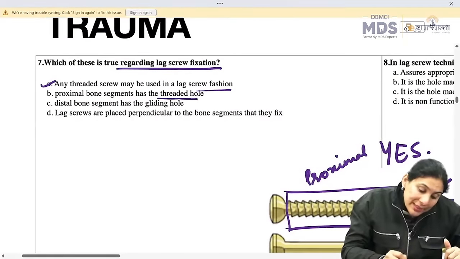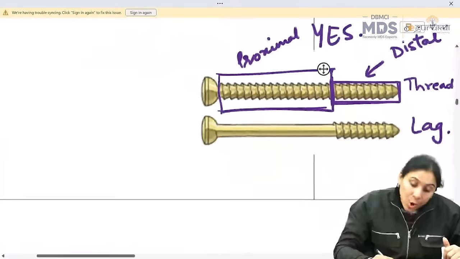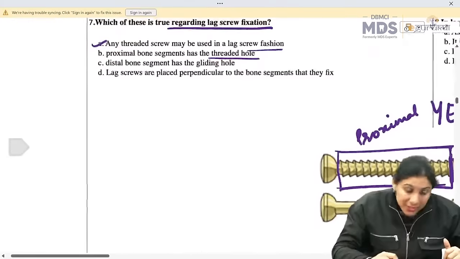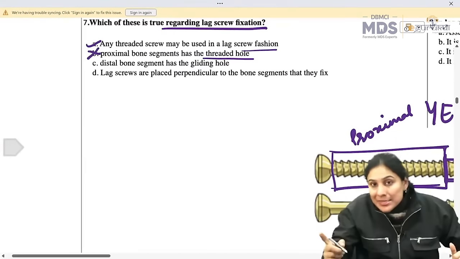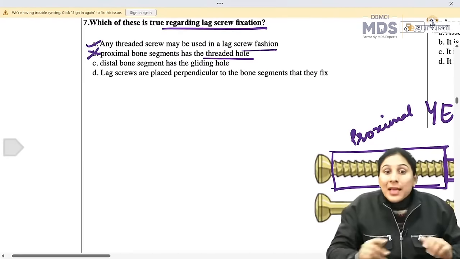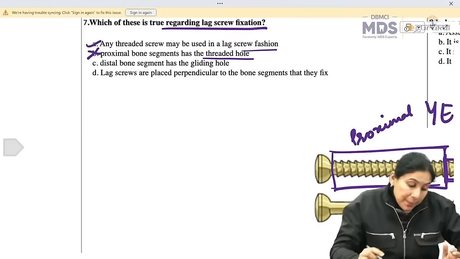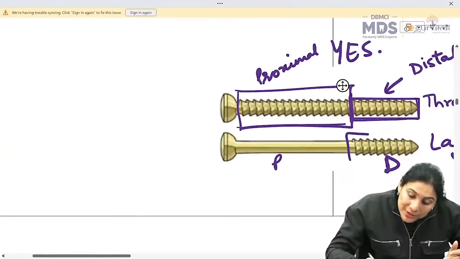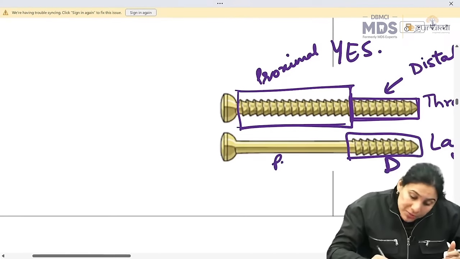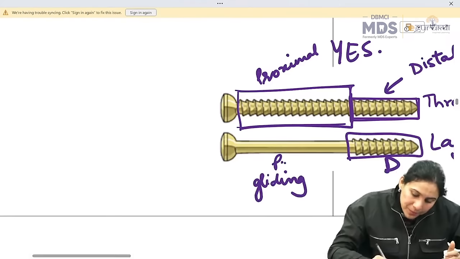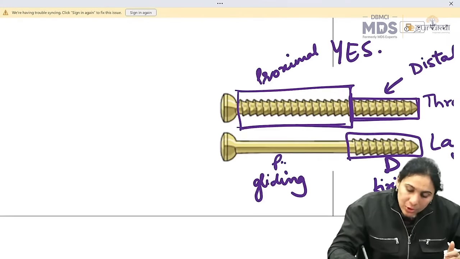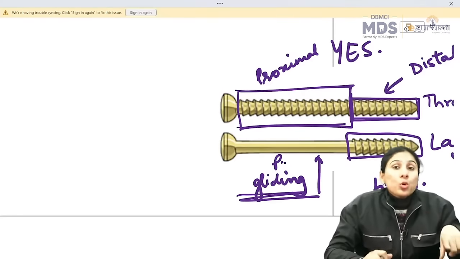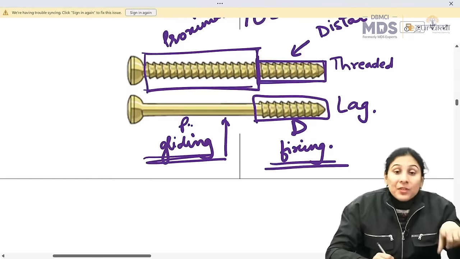Proximal bone segment has threaded hole. Proximal, distal. Is it right? No, it is wrong. Distal segment has threaded hole. Proximal segment has no threads. Distal bone segment has gliding hole. No, distal bone segment has fixation hole. Proximal segment has gliding hole. Gliding, fixing. So the gliding part of the lag screw does not engage bone. Only the fixing part will engage bone.